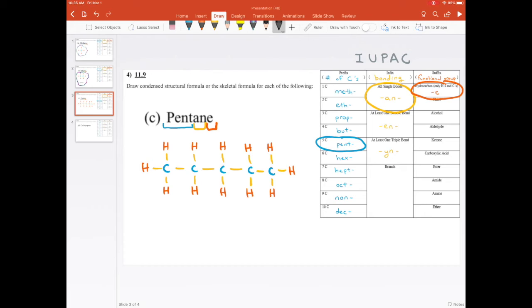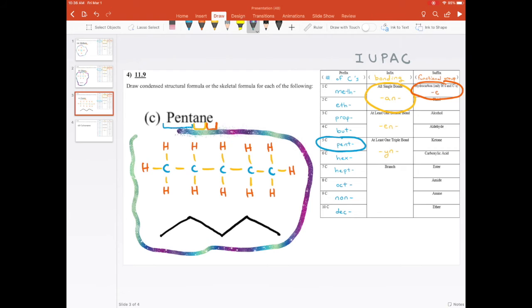So that's the Lewis dot structure. You could also draw this as a skeletal structure, and this would be zigzag. So first draw a dot, that stands for the first carbon, and then 1, 2, that's our second carbon, 3, third carbon, 4, and 5. So that would be the skeletal structure. So these are both pentane.